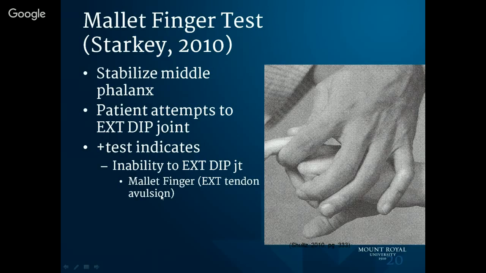The mallet finger test is a special test to confirm mallet finger. Stabilize the middle phalanx, and then instruct the patient to try to extend the distal interphalangeal joint. If they're unable to do so, it's probably because of mallet finger. The extensor tendon that's attached to the distal phalanx has been avulsed or ruptured.